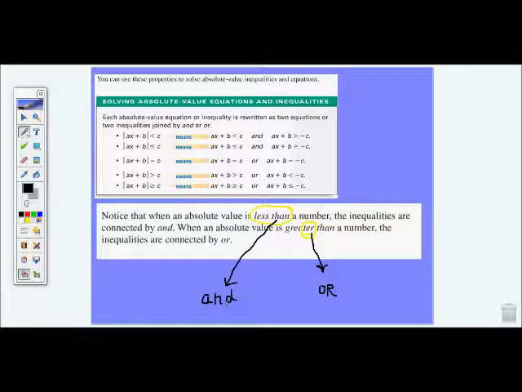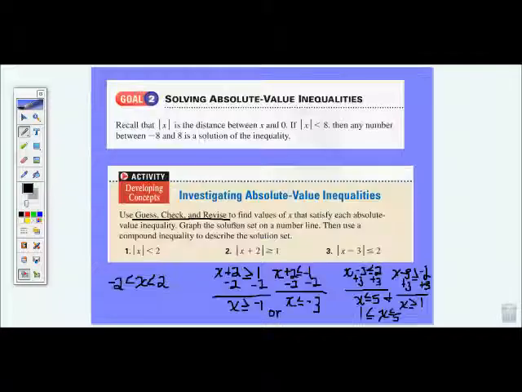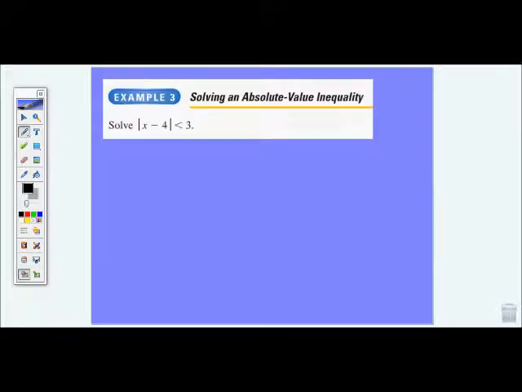And would be graphed as shaded in between the two solutions, while or would have solutions shaded in opposite directions. If we look back here to see if that makes sense, greater than turned out to be an or sentence. I had to write it as a compound with or. And this one is less than, and that turned out to be an and sentence. Let's see if we can solve some more using that little trick.